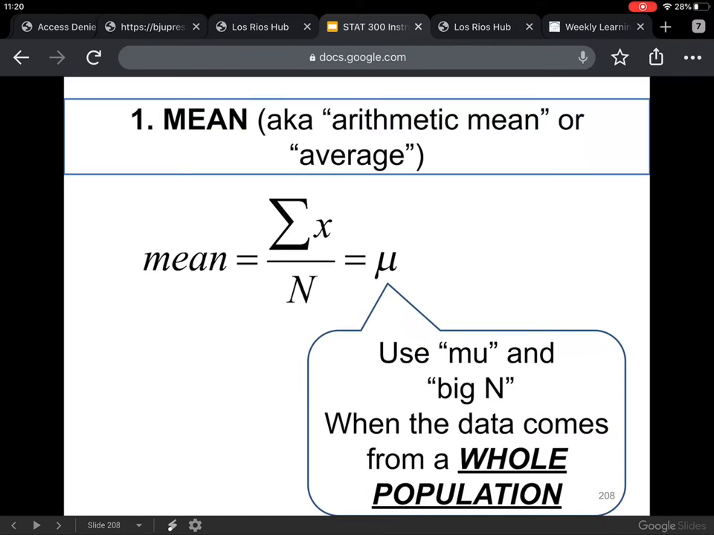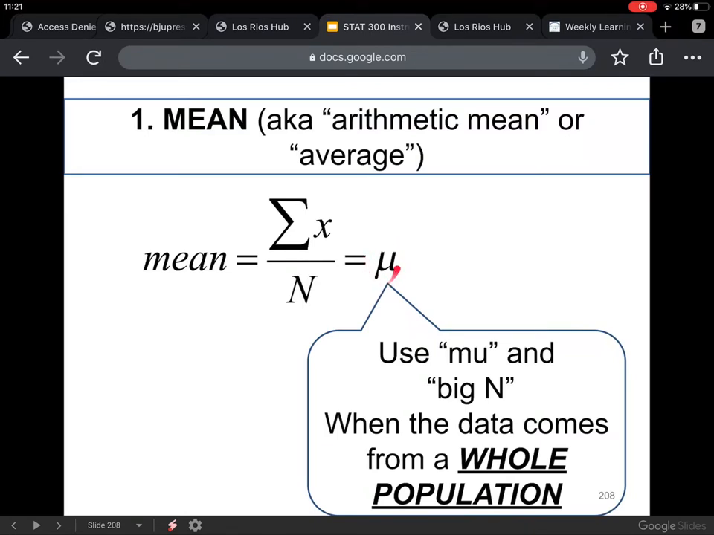If we're going to take the entire population that we're interested in, and we have access to actually counting or calculating, taking the data points and adding them all up together, and then dividing by the total number of data points in our population, then the mean of the population is denoted by this Greek letter mu.